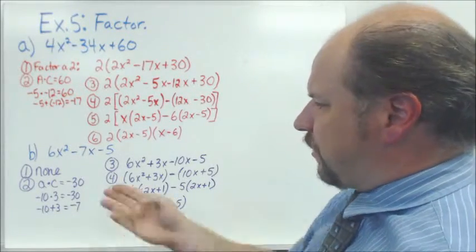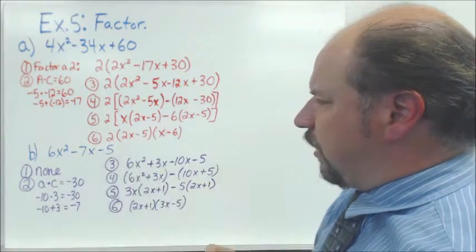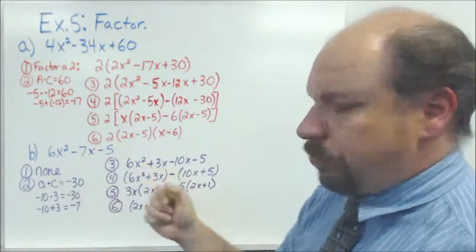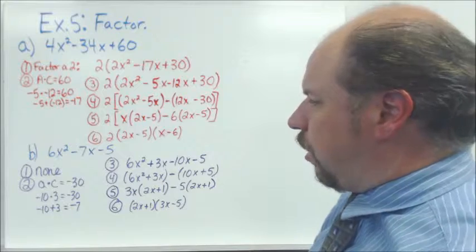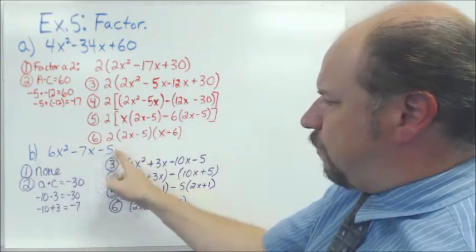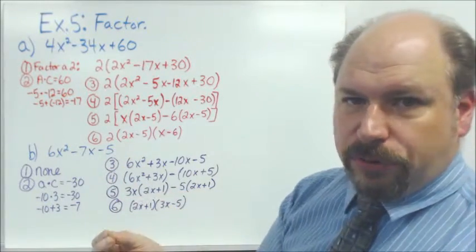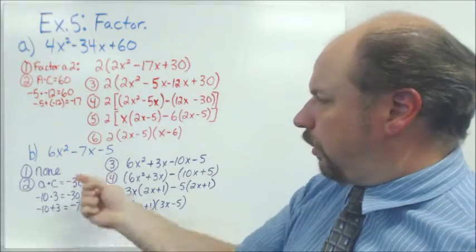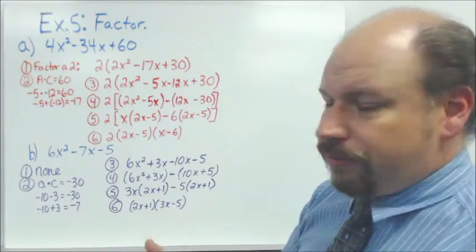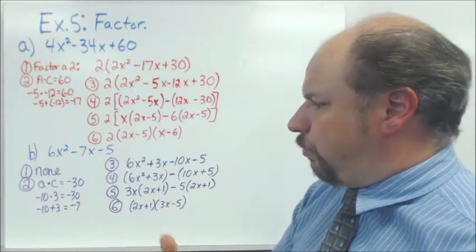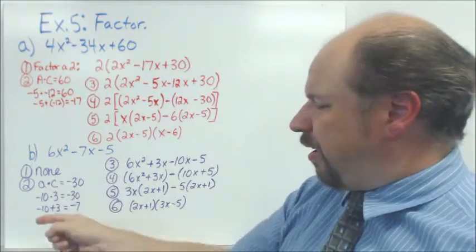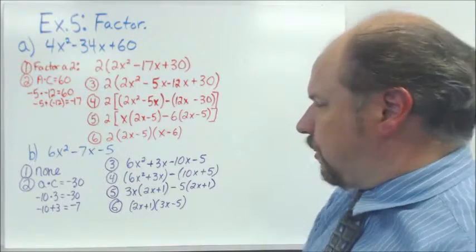Okay, so last example, 6x squared minus 7x minus 5. So once again, look for a greatest common factor. Well, these two are both odd. They don't have anything in common. So there is no GCF to factor out. So if we look at a times c, 6 times negative 5 is negative 30. So we need two factors of negative 30 that add up to negative 7. So negative 30, well, that could be 6 and 5, that could be 15 and 2, or it could be 10 and 3. Well, negative 10 times 3 is negative 30, and negative 10 plus 3 is negative 7. So that one seems to work.